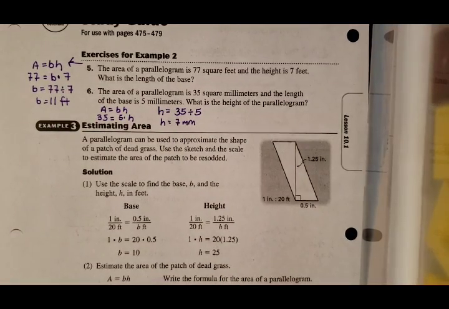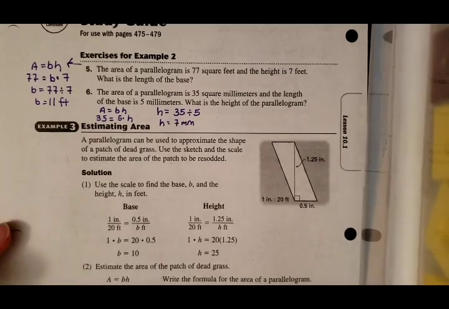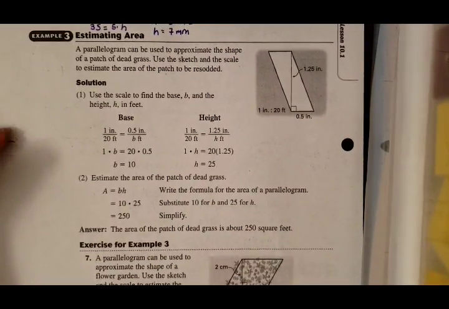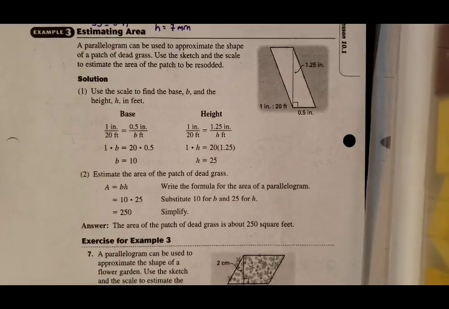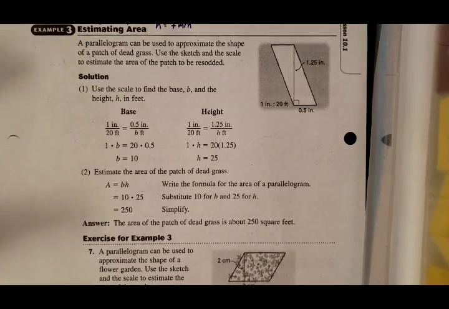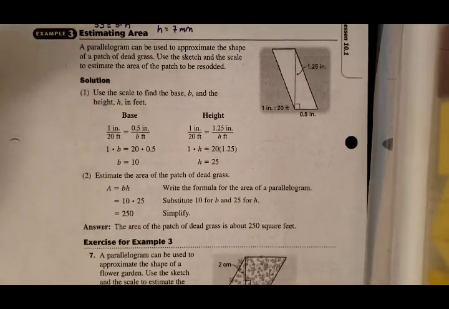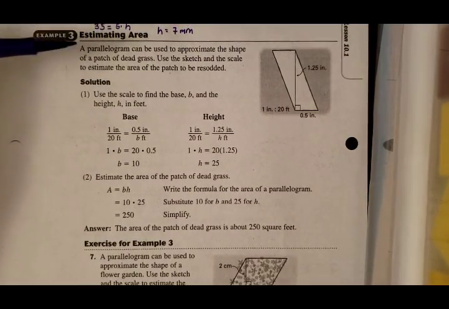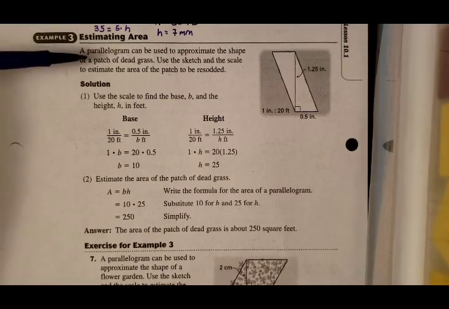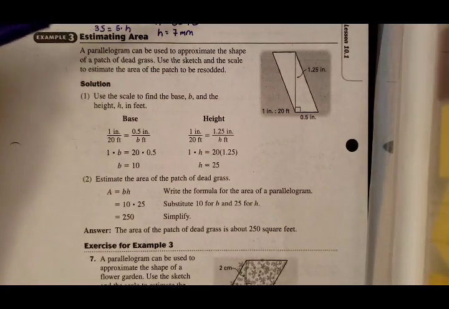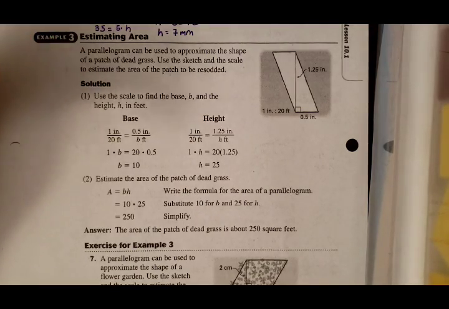All right, now the last thing we're going to look at is example 3 here, estimating some area. Basically what they're doing is dropping a parallelogram over a space and saying, oh, okay, the shape is roughly a parallelogram. What's the area? In this case, they're looking at a patch of dead grass. Well, that's exciting. And they have the sketch. And they're saying, estimate the area that needs to be resodded. So replanted, take the dead grass out, put new grass in that's going to grow.